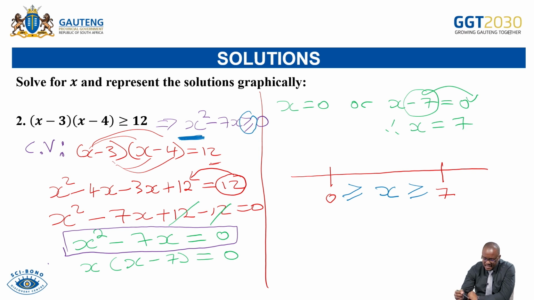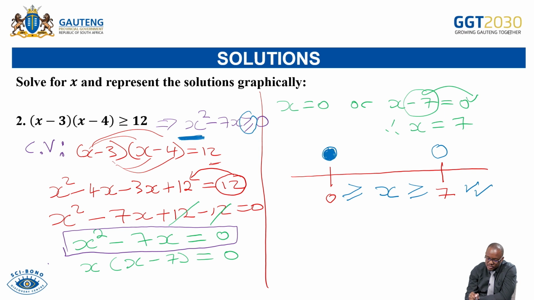Correct? This is the answer that we are looking for in inequality form. From there, you then represent the solution graphically. What do we do now? We are going to represent our solutions graphically, and because we are talking about greater than or equal to, we are going to shade our circles.